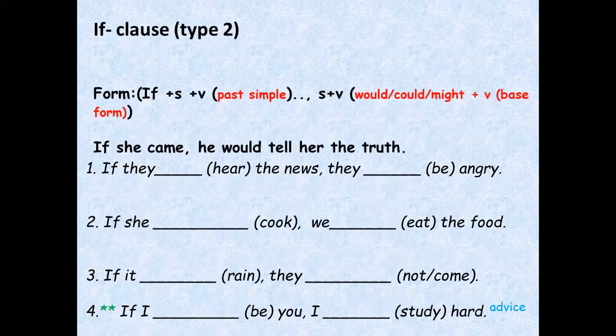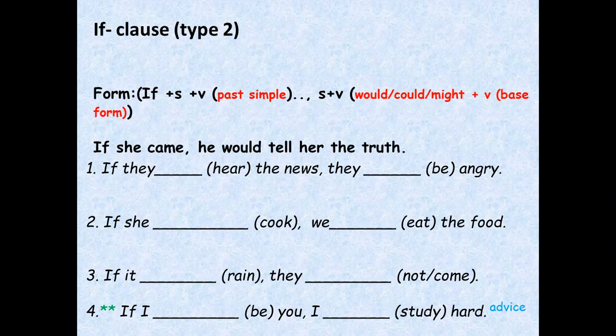We form if clause type 2 by using a past simple verb in the first part, the if clause part, and in the second part you will see would, could, or might plus a base form. Look at this example. If she came, he would tell her the truth. Came is verb 2, and in the second part we used would plus the base form tell. You can use would tell her, could tell her, or might tell her. Don't mind thinking about the use now. Now pay attention to the formation of the sentences.